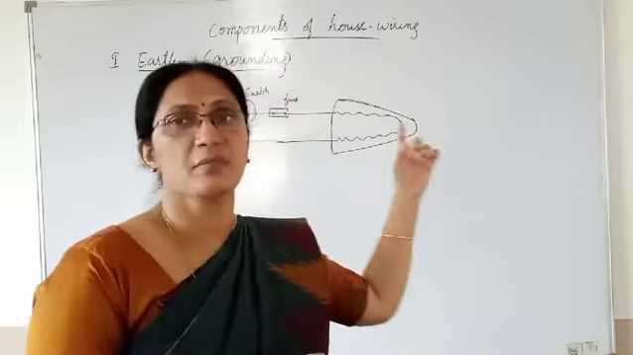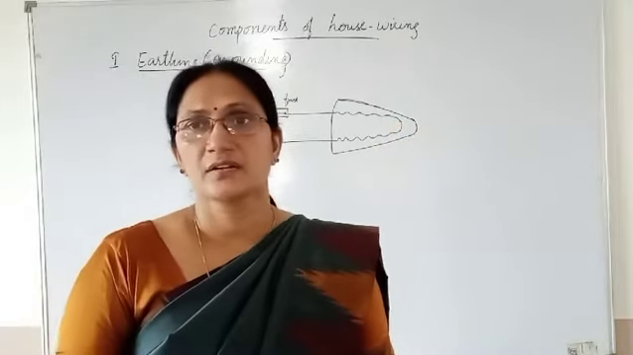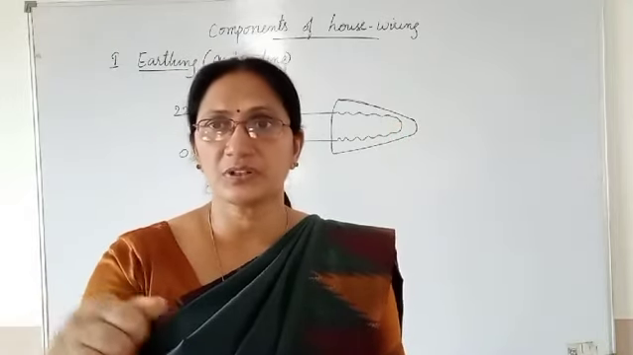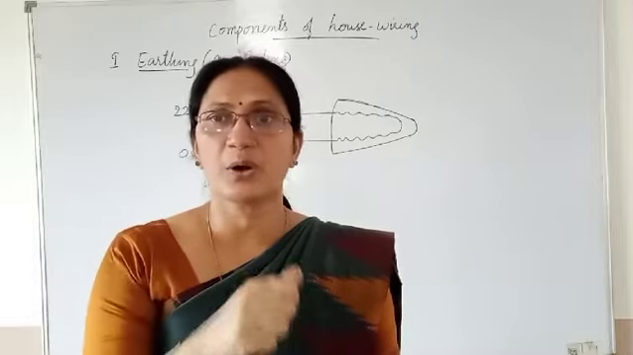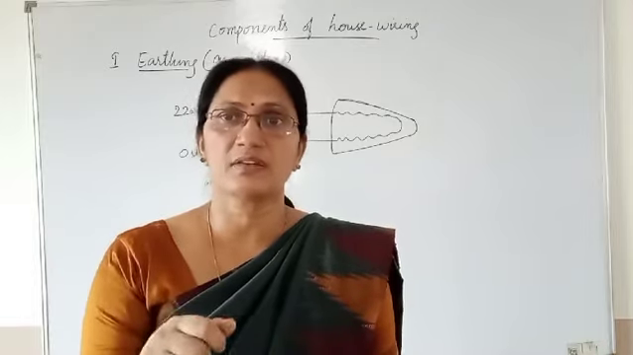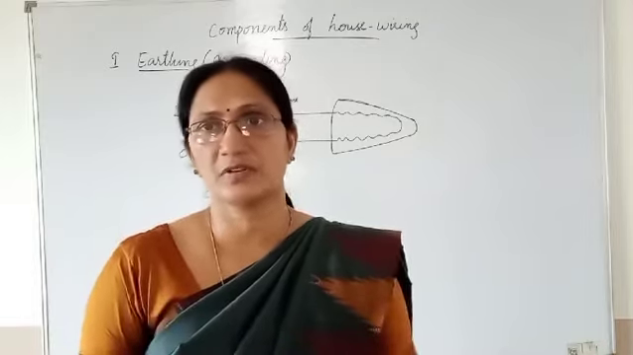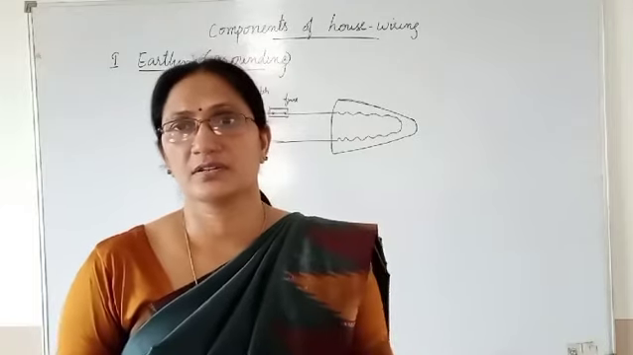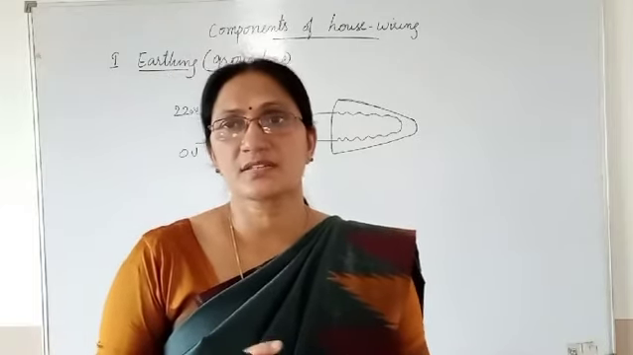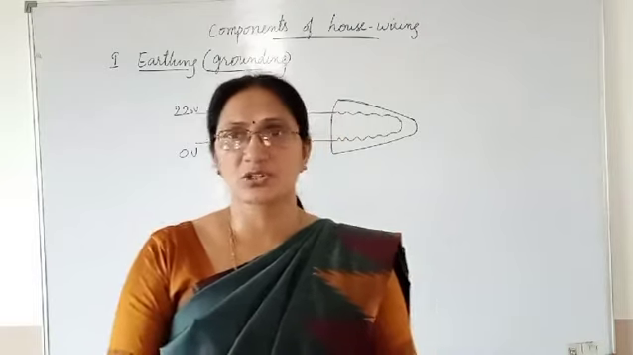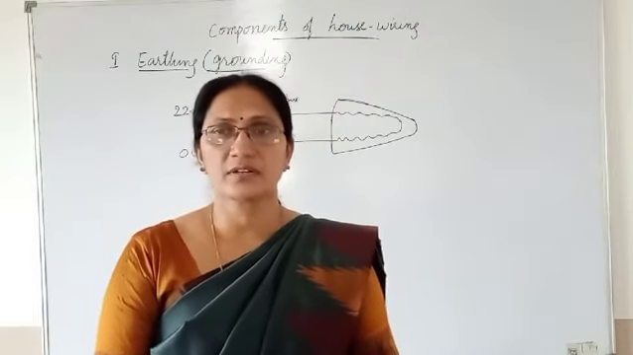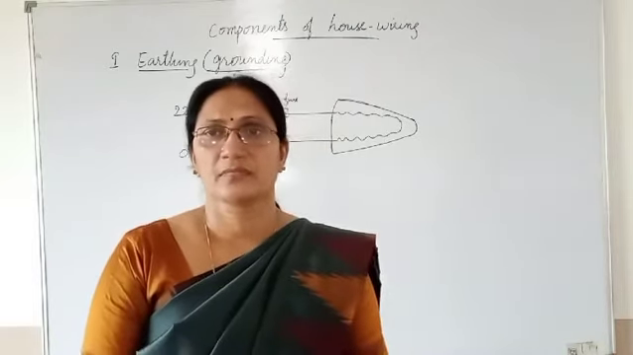The best example is an electric iron. Throughout the working, as long as we have to press the cloth, we have to be in touch with the machine. We have to hold it. So in such cases, there is a chance of getting a shock. To avoid it, earthing is done.